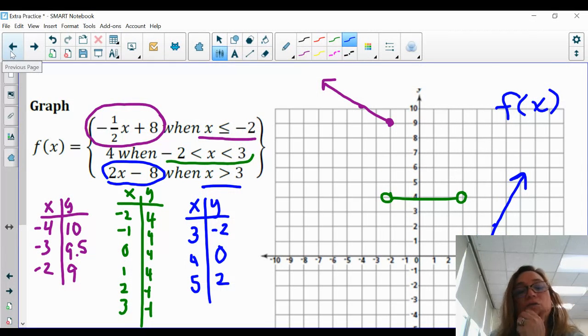Okay? So keep things in mind. You should be able to evaluate, like if somebody says, what is the value when x is 5? You would go to this bottom piece because 5 fits. 5 is greater than 3, so I plug in a 5, I get a 2. So you have to be able to read this. You have to be able to graph it. And then you can always answer questions from the graph.